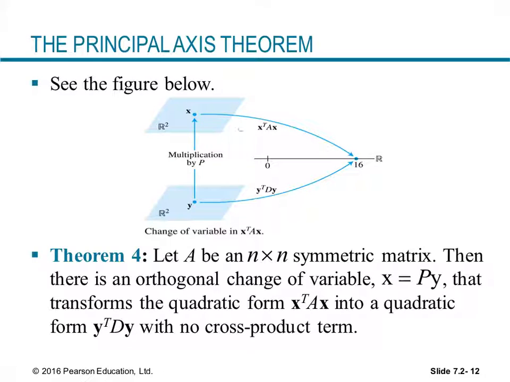So the original quadratic form with respect to x will give you the value 16, or you can introduce the new variable y, and then consider the quadratic form relative to the y vector and this diagonal matrix D, and so you can consider this composite mapping to obtain 16 instead of the original mapping Q with respect to the x vector.